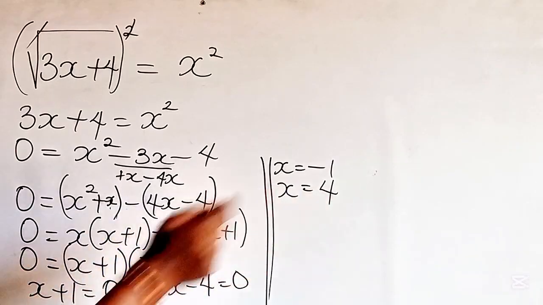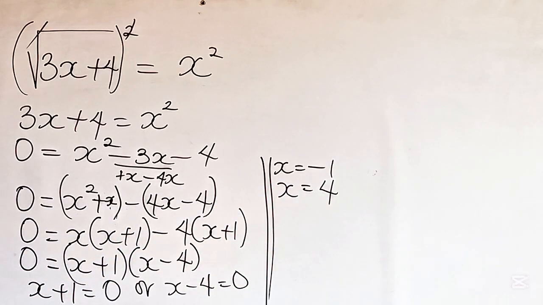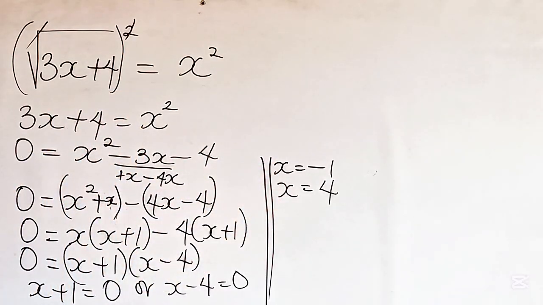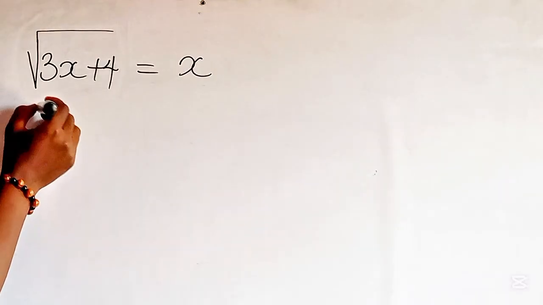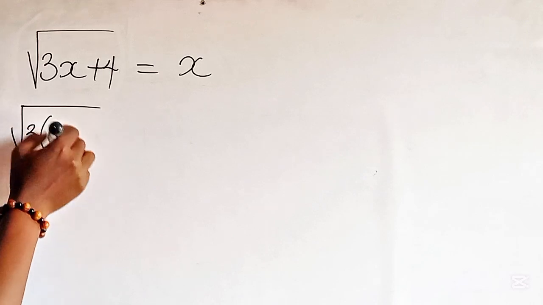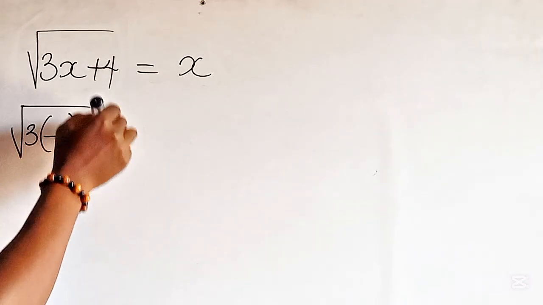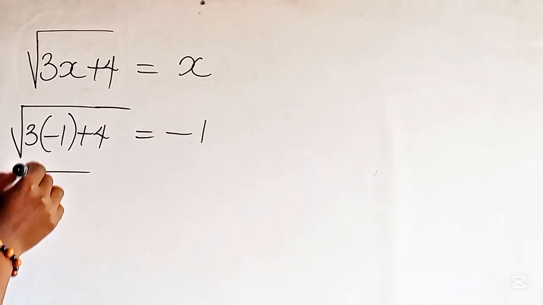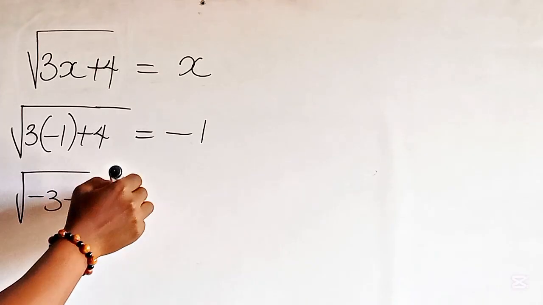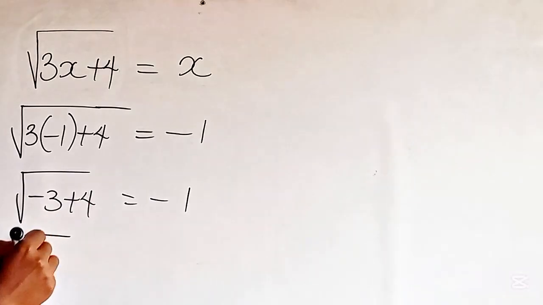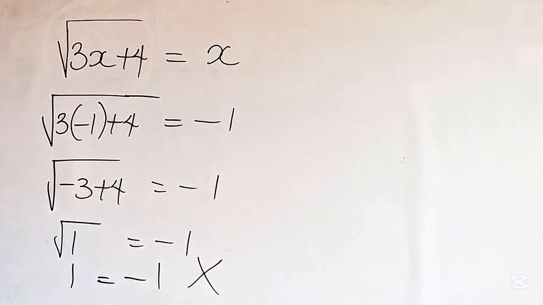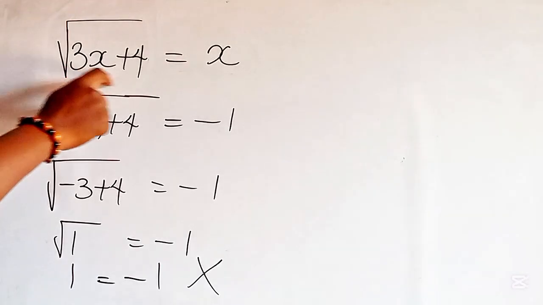Recall that this is not where we stop in our solving. We need to find the extraneous solutions. So we are going to plug these respective values of x into the original equation. Plug minus 1 for x first. We're going to have root 3 multiplied by minus 1 plus 4 is equal to minus 1. So we have root minus 3 plus 4 is equal to minus 1. So we have root 1 is equal to minus 1. So 1 is not equal to minus 1. This is wrong. We are going to plug in 4 and see if it's going to be true for the values of x in this equation.